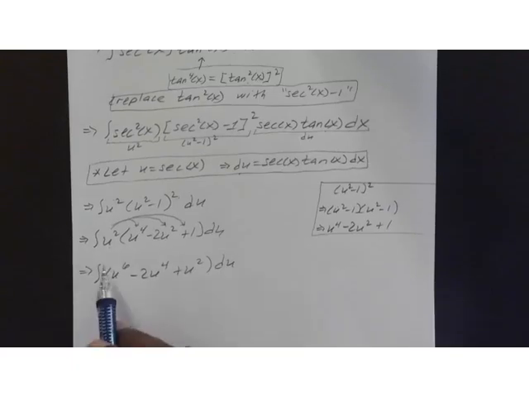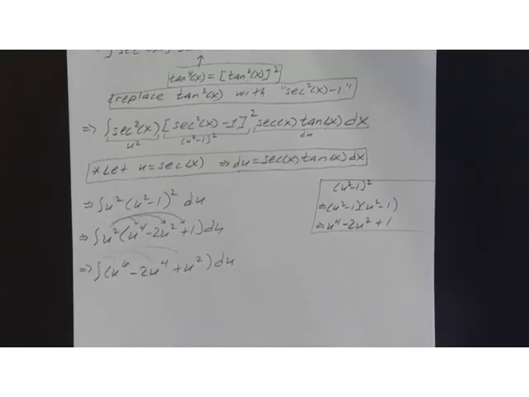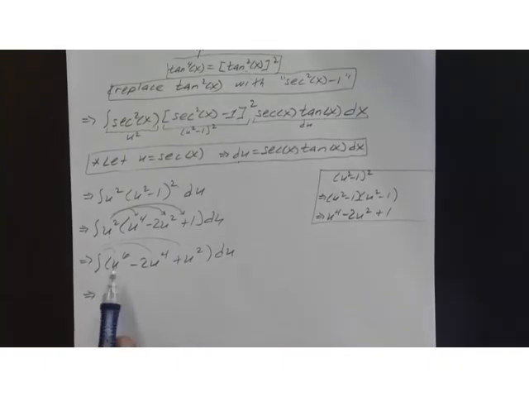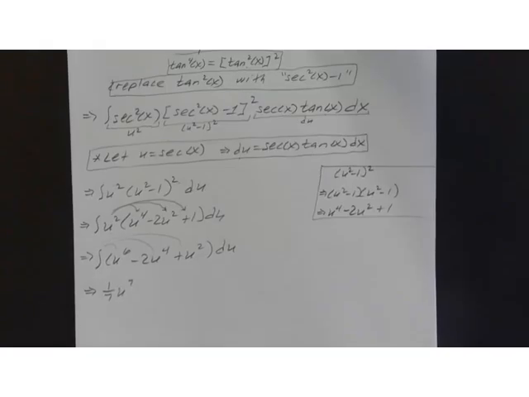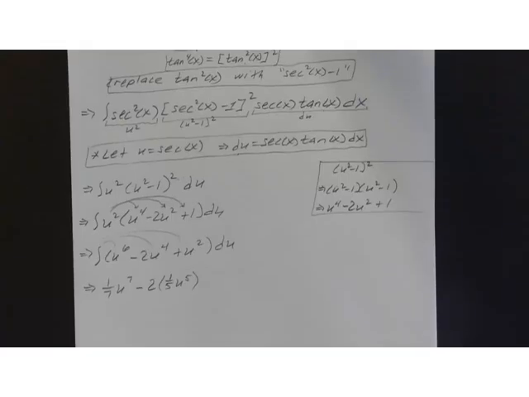Now, once you get there, we just have to integrate each term. So the integral of u to the 6th power is u to the 7th power over 7, or 1/7 u to the 7th, minus 2 times the integral of u to the 4th power, which is u to the 5th power over 5, or 1/5 u to the 5th power, plus the integral of u squared, which is u to the 3rd power over 3, or just 1/3 u to the 3rd power, plus c.